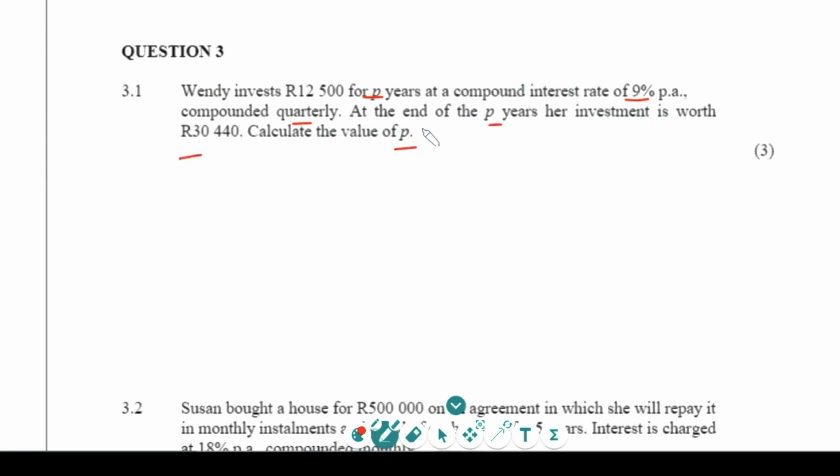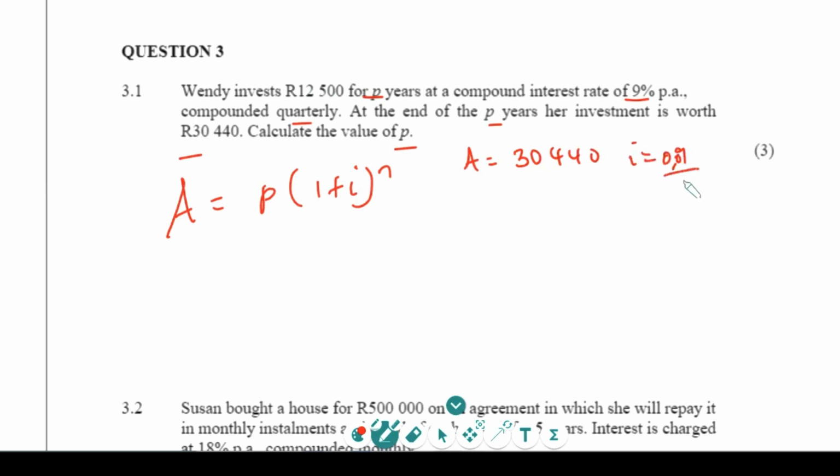So this is just plain compound interest. It's A is equal to P times 1 plus i to the exponent of n. So we need to determine what our P is. We know our A is 30440. Our i is 0.09 over 4, since we're compounding quarterly. And for how long? They're telling us for P years.